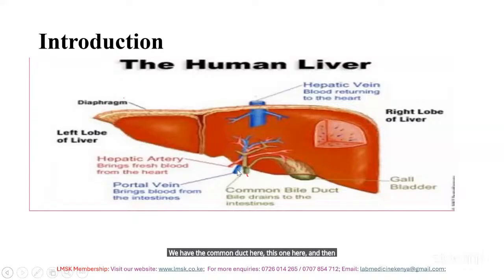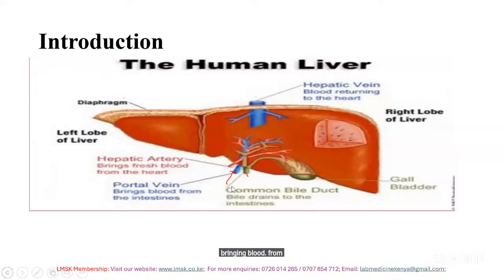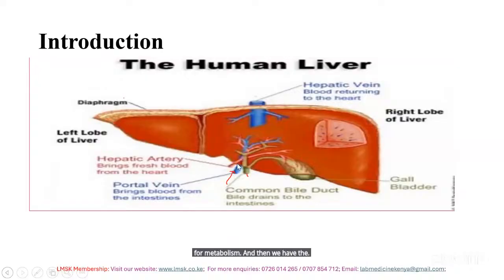And then we also have the portal vein that is bringing blood from the GIT, rich in nutrients, back to the liver for metabolism. Then we have the hepatic artery here. And then we have the right lobe, which is bigger than the left lobe. And this is the diaphragm, so the liver hangs on the diaphragm for support. Just a moment, my slide wasn't moving.